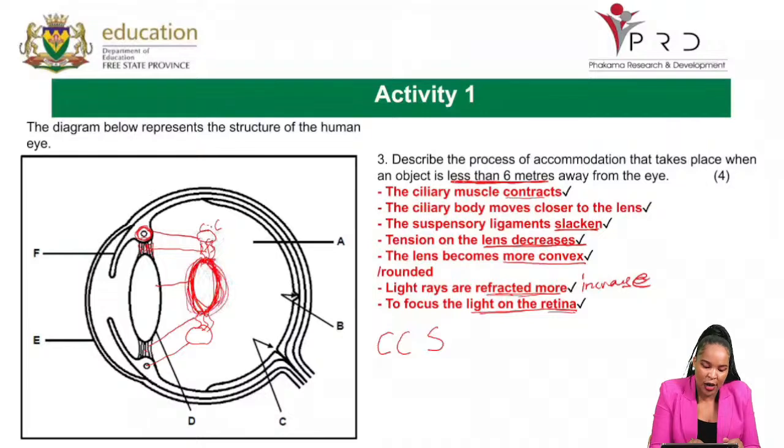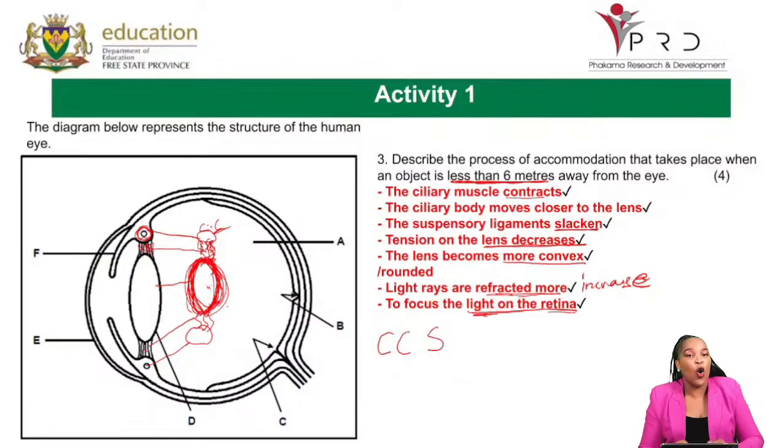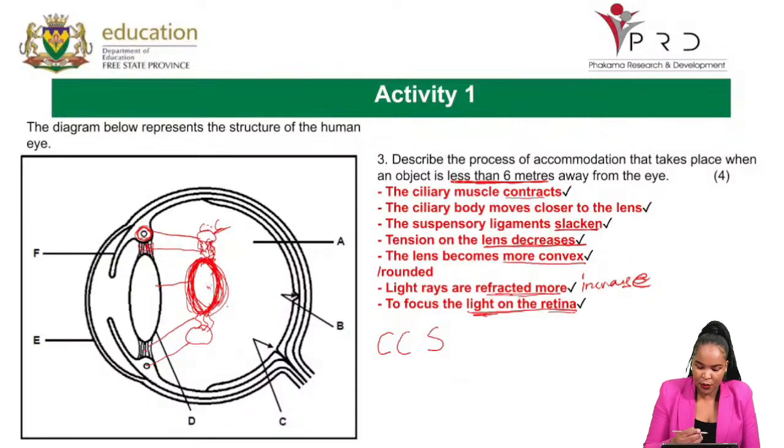Then you can tell us what happens to the ciliary body or the ciliary muscles. Then you can tell us what happens to the suspensory ligaments. Tell us what happens to the lens itself or the shape of the lens, and tell us what happens to the tension on the lens. Tell us what happens to the refractive power, and then later on tell us that light is going to be focused on the retina. That is how you're going to get your 4 marks.